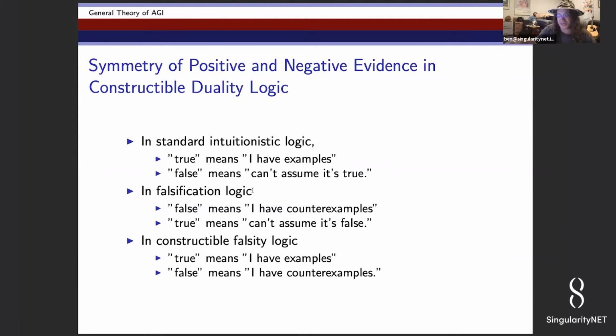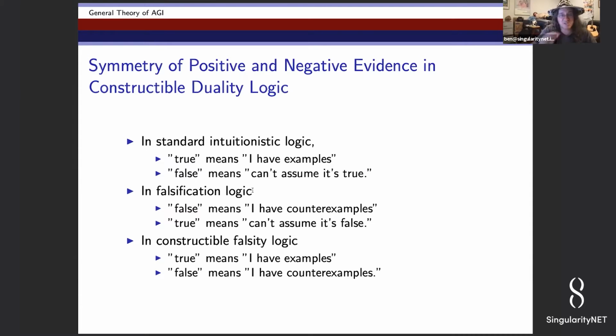And there's actually a dual logic to that, which is falsification logic, which underlies, for example, Karl Popper's philosophy of science, where in Karl Popper's view of science, you can never prove a scientific hypothesis true. You can only prove it false by giving a counterexample, which falsifies it. So right, in standard constructive math, you prove true by construction. False means, well, you can't assume it's true. In Karl Popper's philosophy of science, a scientific hypothesis can be shown false by giving a counterexample, but there's no way to show it true. True just means you can't yet assume it's false.